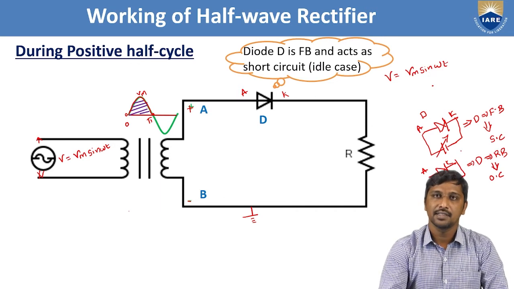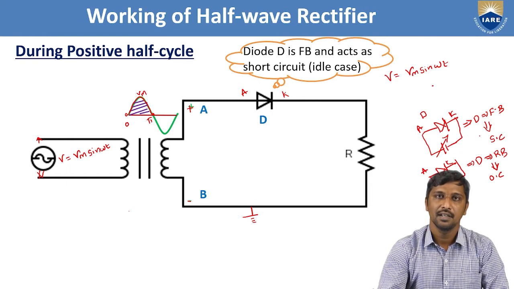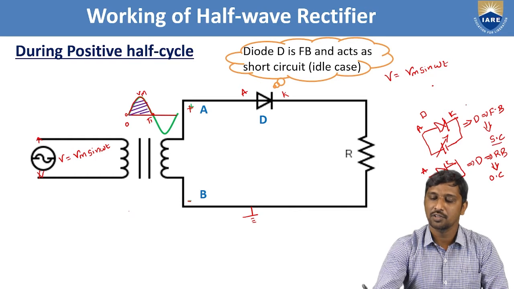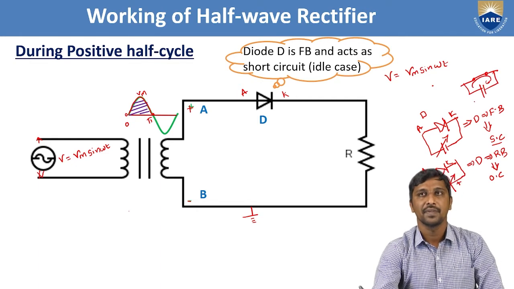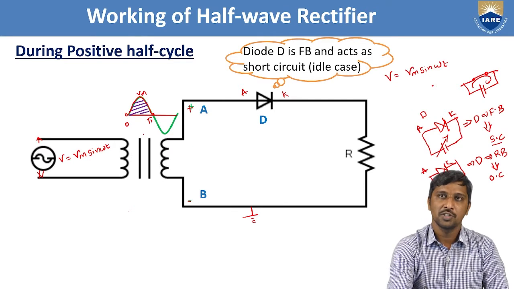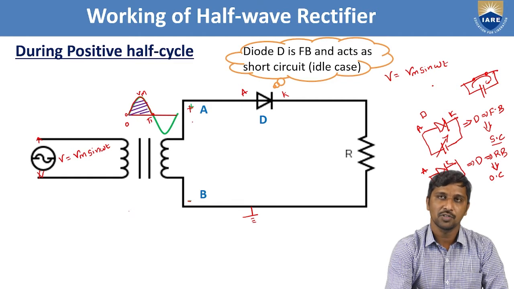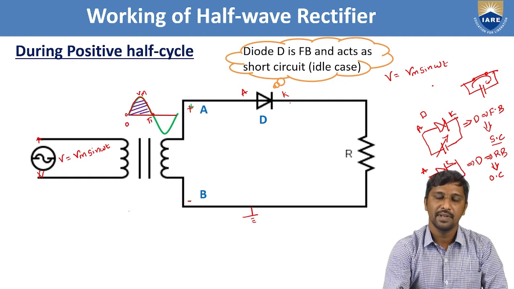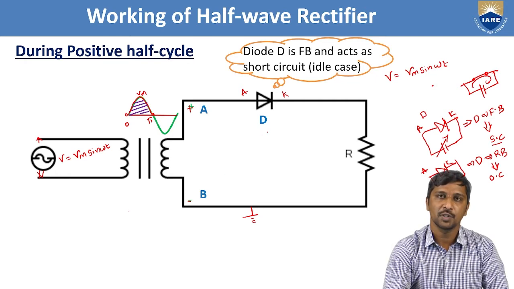From this analysis, if the diode enters into forward bias, the diode is replaced with a short circuit. So the current is flowing through this network. Hence, during the positive portion of the given input signal, the anode is made positive polarity and the cathode is made negative polarity. Then the diode enters into forward bias. Hence, this diode is replaced with a short circuit.